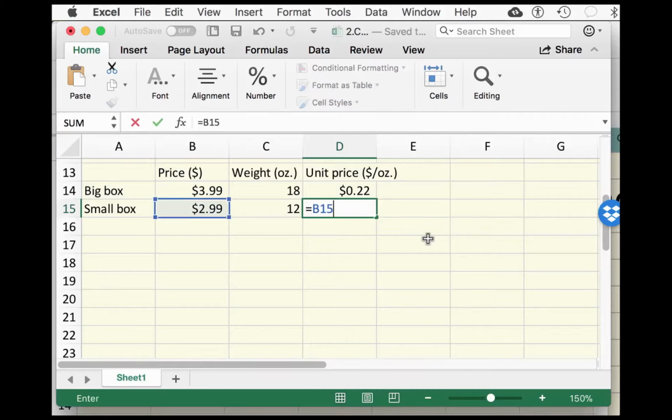Now for the small box, we could just type in B15 over C15. And yes, you could do that. For short ones, it's no big deal to do that. But if you have a lot of calculations, you don't want to do that. But as you see, the small box does cost more per ounce, 25 cents per ounce. So yeah, the big box is better, assuming you're going to eat that much cornflakes.